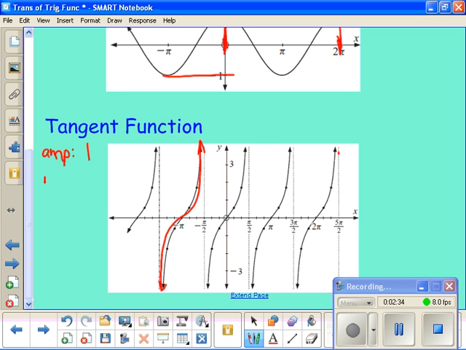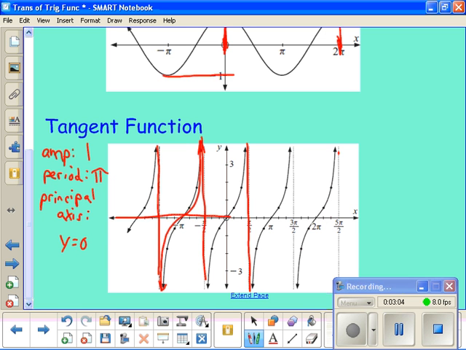It still does have a period, except its period is only pi. It repeats every pi. So every 1 pi there is an asymptote, and that's how often it repeats. And it does have a principal axis, which again typically runs down the middle of the function, splits the function into 2 equal parts, and it is again y equals 0. Now, it can be shifted up and down, but its principal axis runs through the middle of the function.